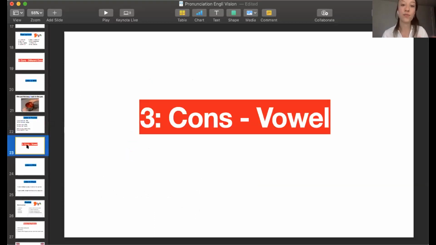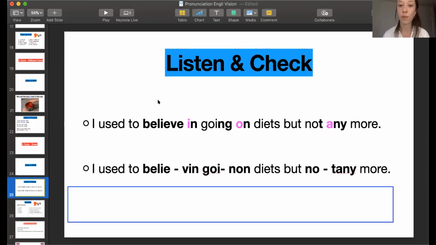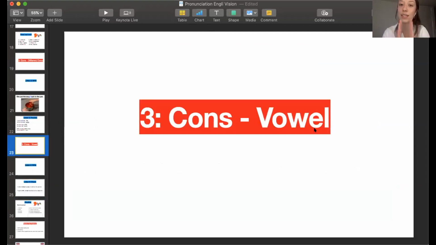Okay. Oh, and finally, consonant to vowel sound. So here, for example, I used to believe in going on diets, but not anymore. I used to believe in going on diets, but not anymore, not any. So the not any joins together. Going on, going on. Believe in, believe in. So when we have consonant and vowel together, they stick.